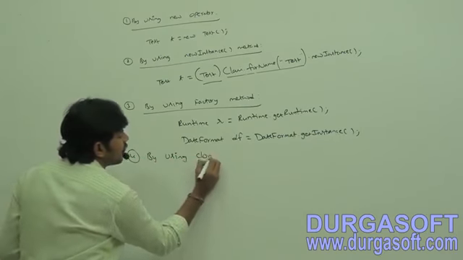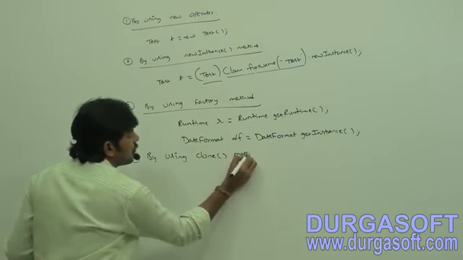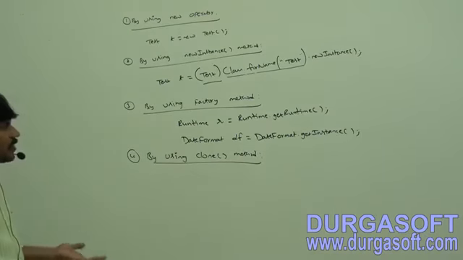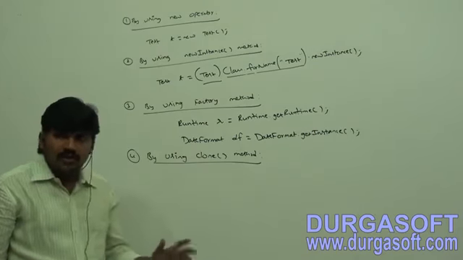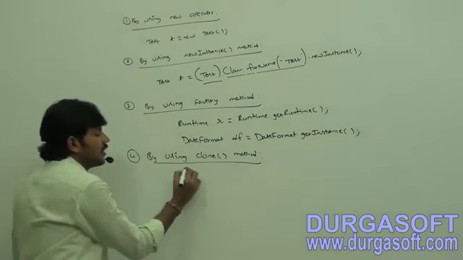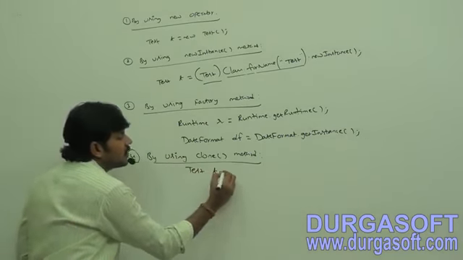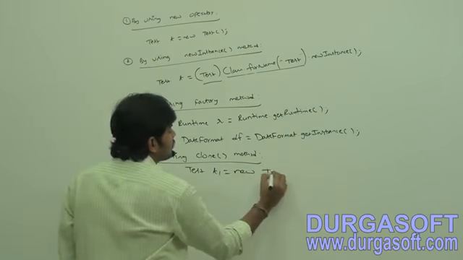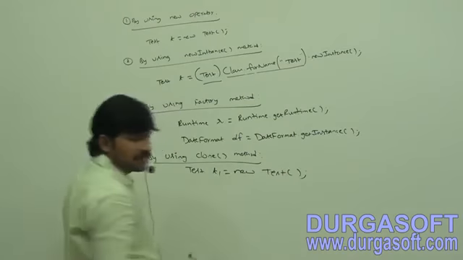The fourth one, sir, is by using the clone method. Have you remembered clone? By using the clone method, what is the clone method? Here assume Tester t1 = new Tester(); I created one test object.